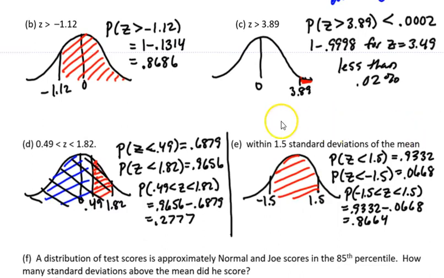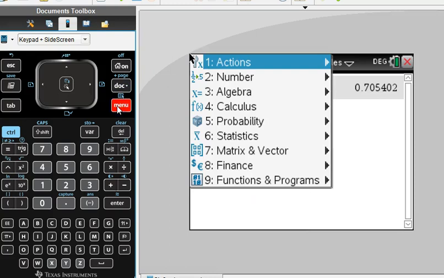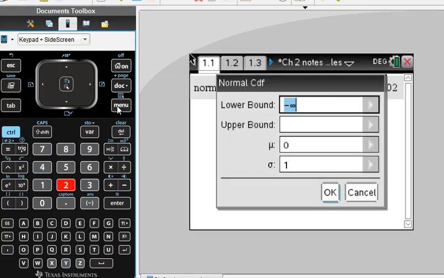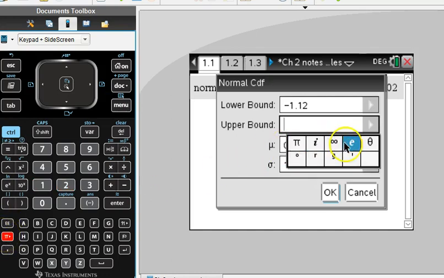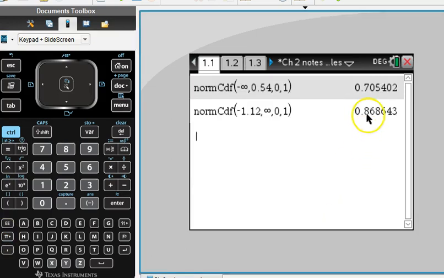Okay, so let's do another one. In this case now, our left bound is going to be negative 1.12, and the right bound then is going to be positive infinity. So when we do this here, Menu 652, only now this is negative 1.12. Now where do you get the infinity symbol? If you go down to your pi button right down here, and then over to the 2 to the right, there's your infinity symbol. Okay, 0.8686, the same thing we had before.